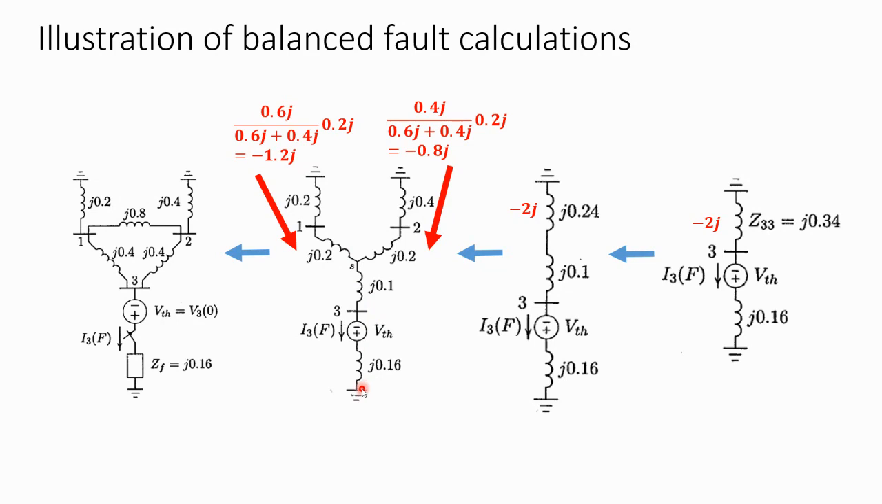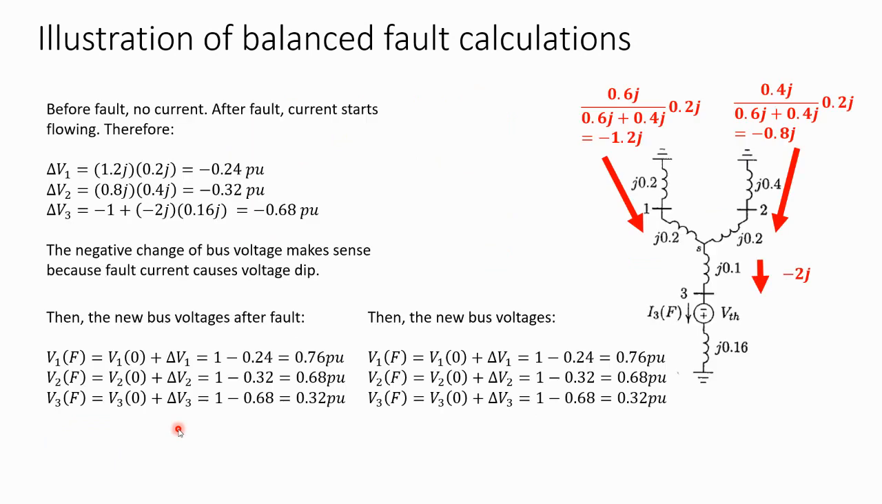Now we are ready to determine the change, or the delta, of the voltage at bus 1, 2, and 3. By the way, there's a slight mistake over here. This should be negative 2j. Okay, it's just a mistake in my writing. It will not affect the calculation. The calculation remains valid. Just like I mentioned, with the knowledge of the fault current flowing, we are now ready to determine the change in the voltage value of bus 1, 2, and 3.